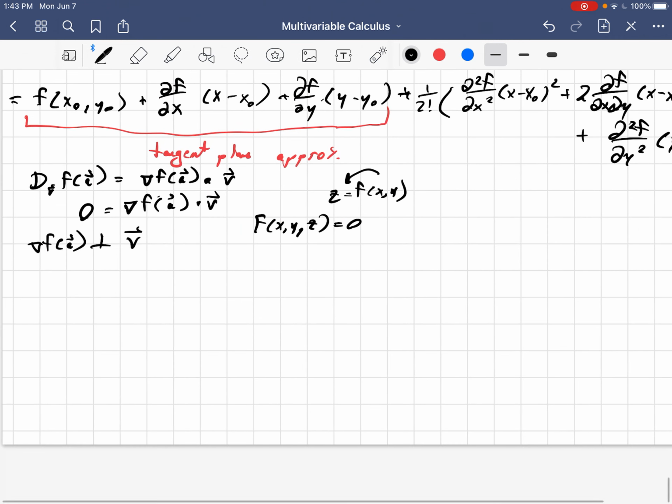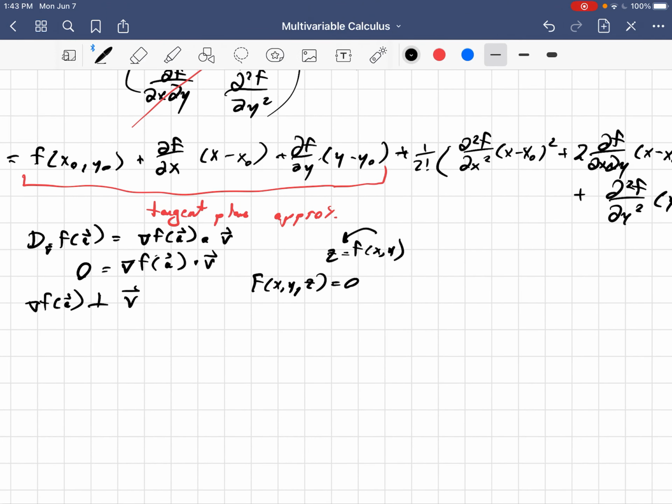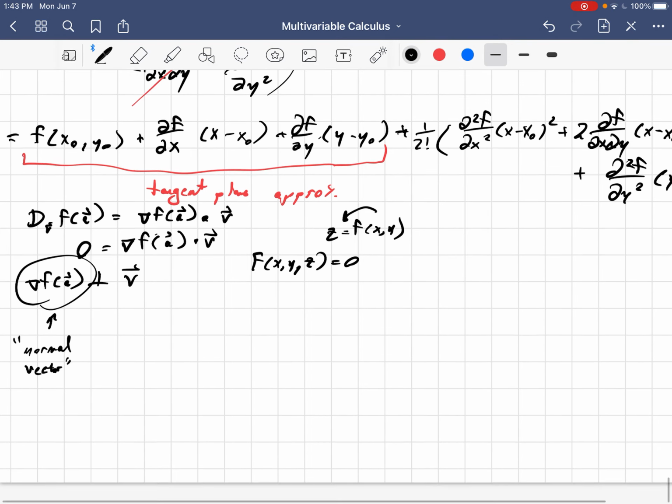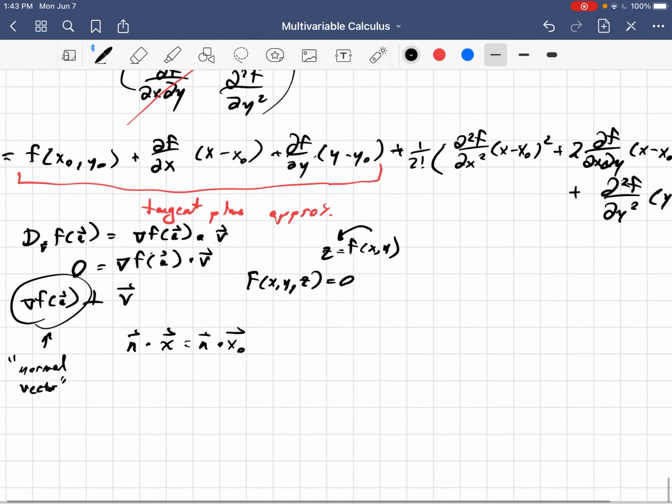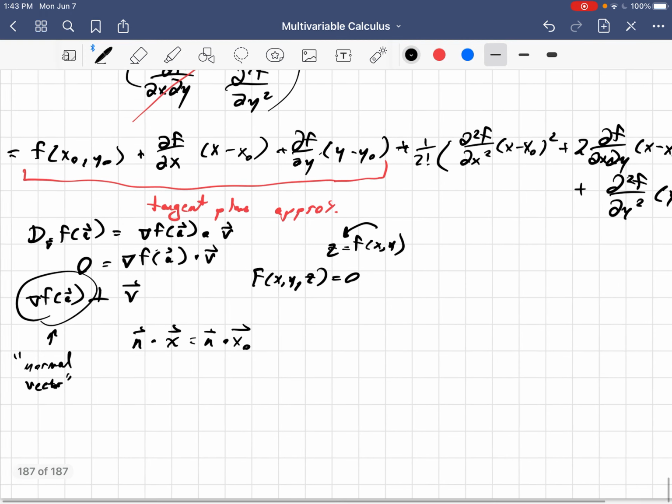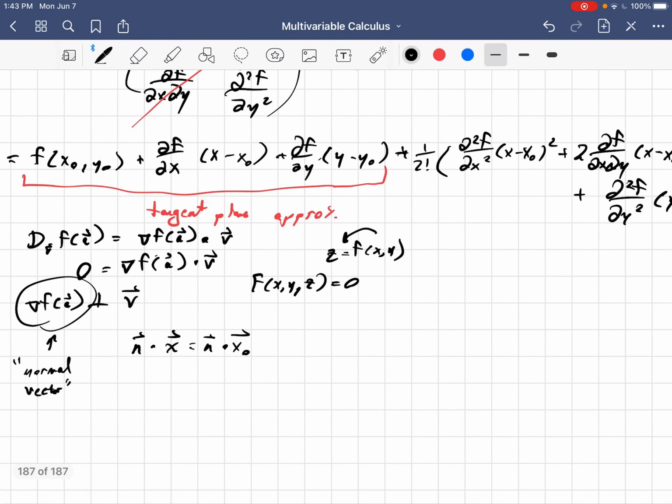And so that's really a very powerful result, because what that tells you now is that the gradient vector acts as your normal vector. And what is the equation that defines a plane? It's the normal vector dotted with the vector x is equal to the normal vector dotted with the vector x naught, formed by the components of your specific point. So what is the normal vector?